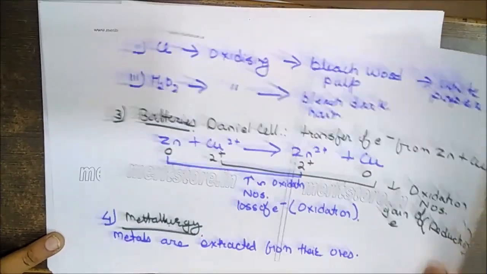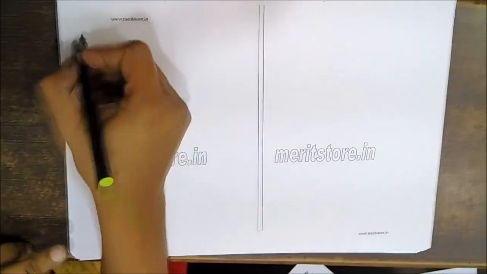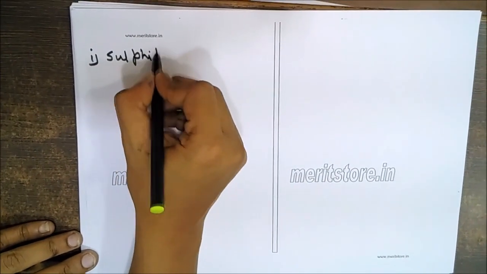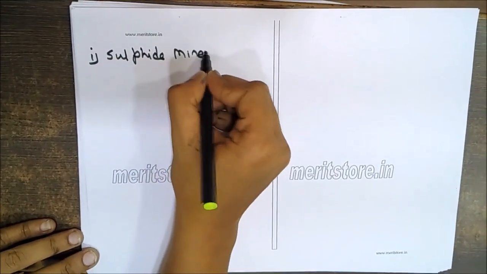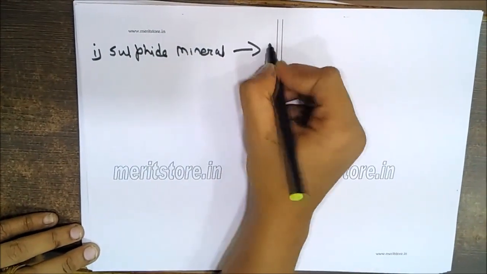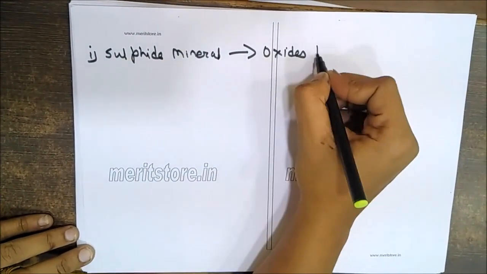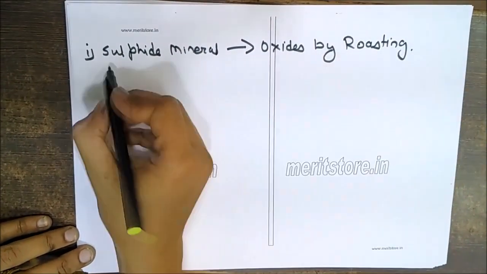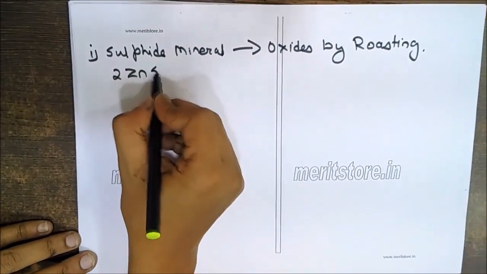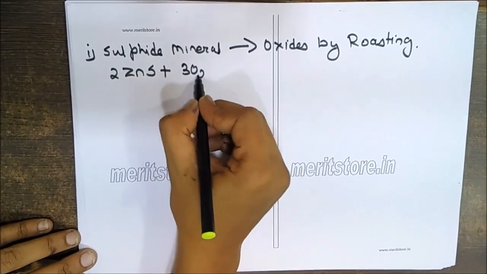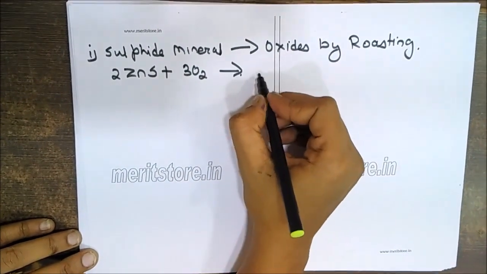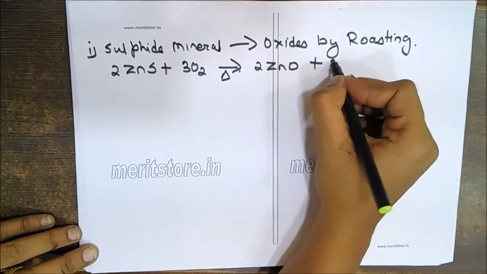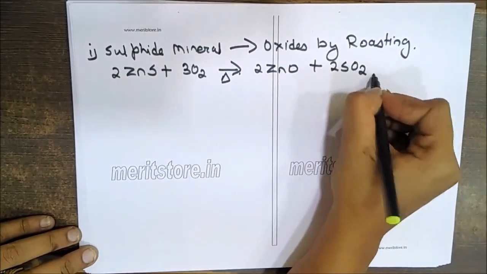So what reactions we will study is, the first we are studying is sulfide mineral converted to oxides by roasting. So this reaction is involved. Zinc sulfide burning in presence of oxygen, we heat it, and what is formed is zinc oxide and sulfur dioxide is released.